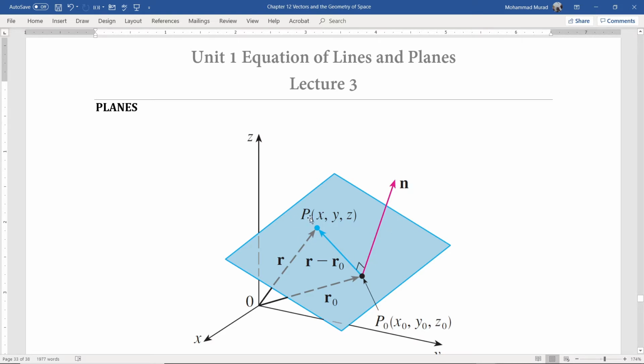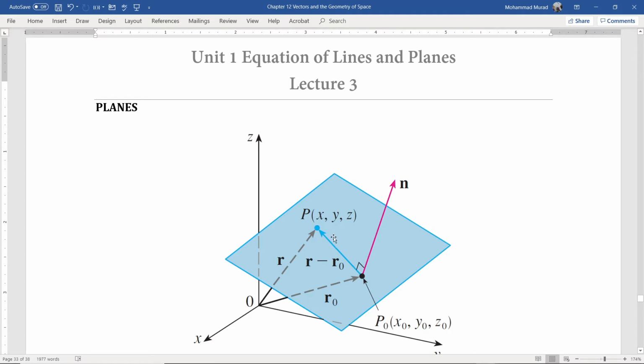Let P with coordinates x, y, and z be any arbitrary point in the plane, and let r sub 0 and r be the position vectors of the points P sub 0 and P respectively. Then the vector r minus r naught is represented by the vector P sub 0 to P. The vector n is orthogonal to P sub 0 to P.